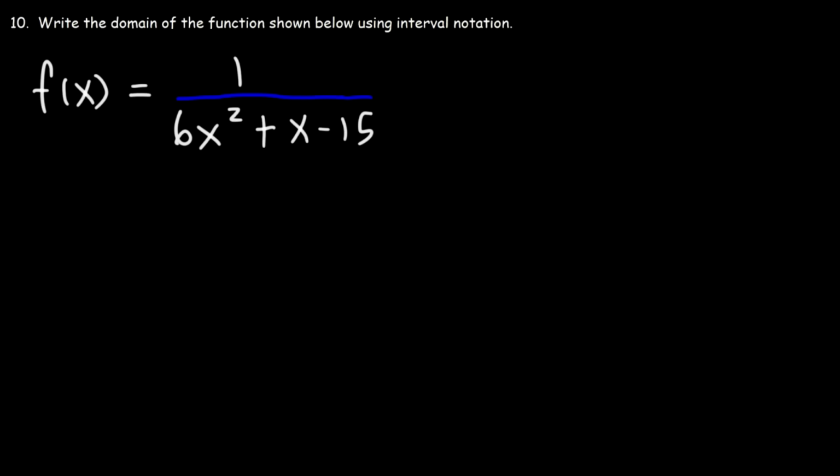Number 10. Write the domain of the function shown below using interval notation. Now what you need to understand is that when dealing with a rational function, basically a function in a fraction, the function will be undefined if there is a 0 in the denominator. And so the x values that lead to that situation have to be removed from the domain of the function. So basically, the denominator, 6x squared plus x minus 15, cannot equal 0.